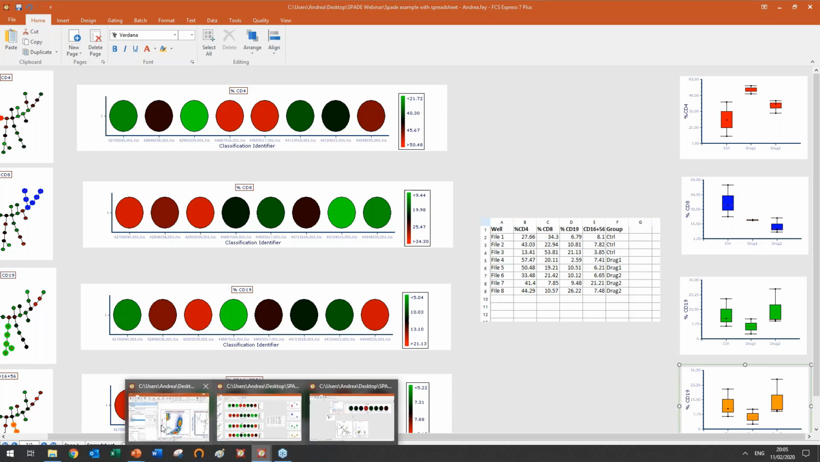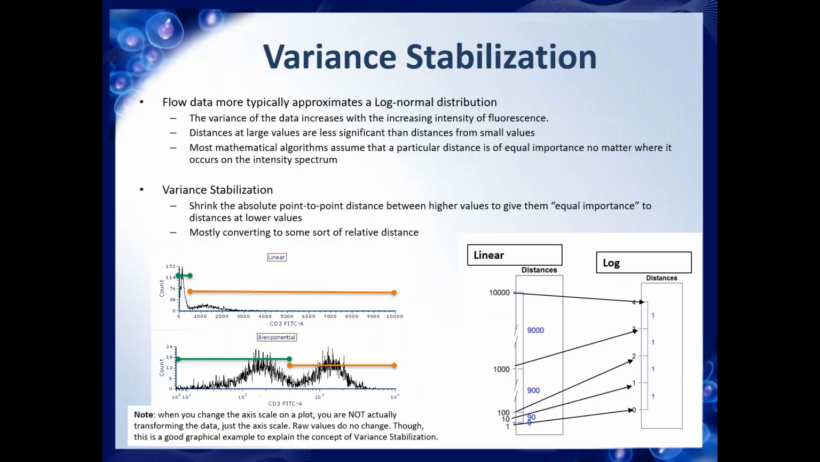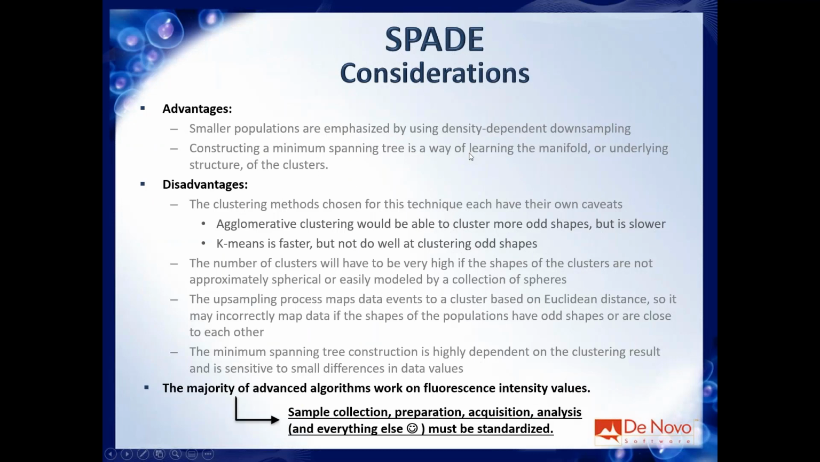Okay, I don't want to waste too much time. I really like this topic, so I could keep speaking a lot. I just want to conclude. SPADE is really fast. It's really smart because of the density dependent downsampling and because of the SPADE tree representation. The disadvantages are mainly derived by K-means. K-means is faster, but it's not performing well on non-spherical populations. But again, you can overcome this limitation with overclustering.